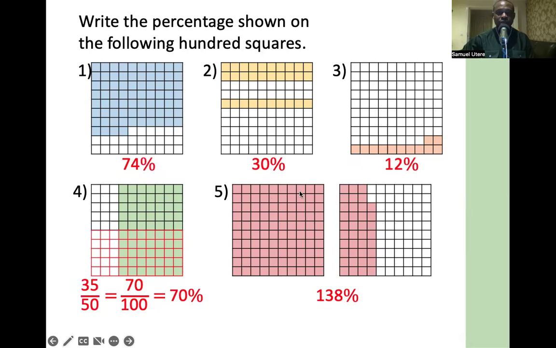Here, why is it 138%? We have a whole 100 squares shaded, that is 100%. And then we have 38 squares shaded from another 100 squares. So altogether, it is 138%.